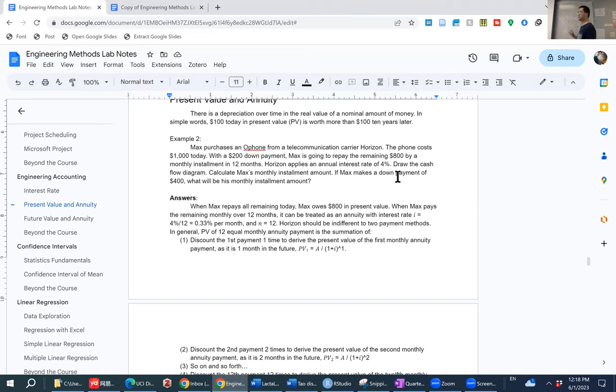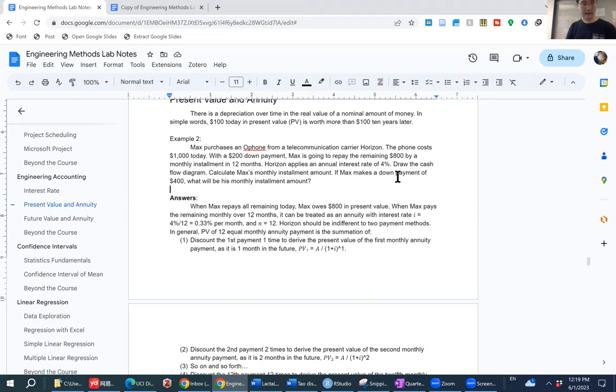Any question for example two? And for the second part of question two, we just change this amount to 400. Then you can solve for A again. So due to this equation, that's how we derive the relationship between present value and annuity. Yeah. And that's exactly what you see in your slides of the lecture.